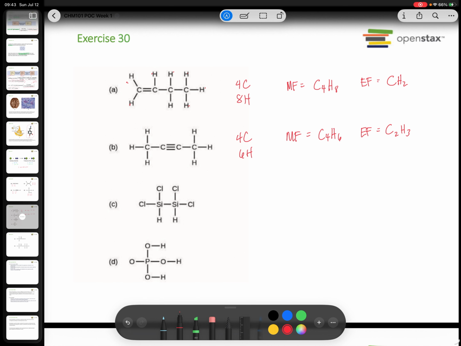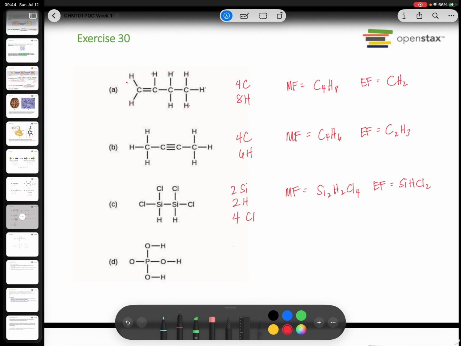So for part C, we have 2 silicon atoms and 2 hydrogen atoms. Wait lang. 2 silicon, 2 hydrogen, ilan yung chlorine? 4 chlorine atoms. Okay? So the molecular formula is Si2H2Cl4. So ano kaya empirical formula nito? So we will have SiHCl2. Okay? Divide by 2 lang.